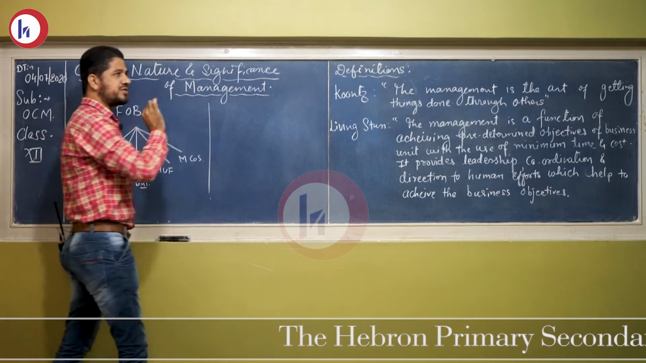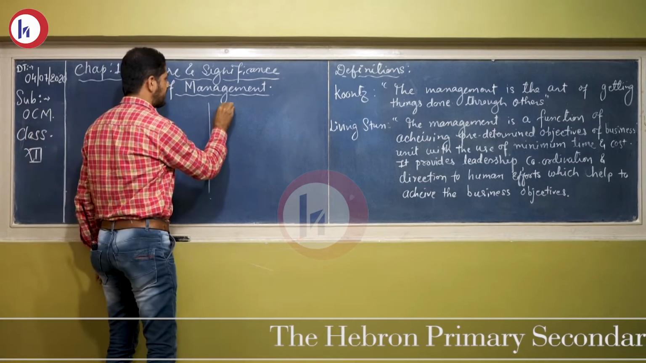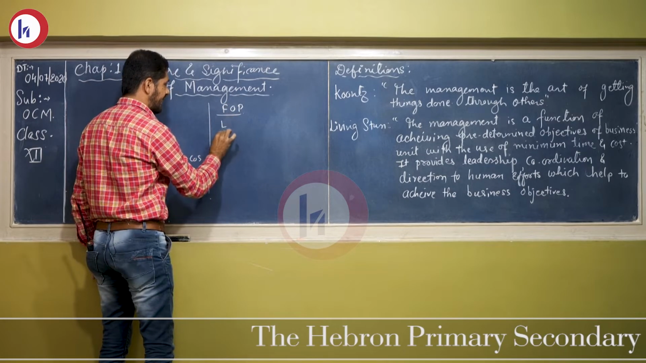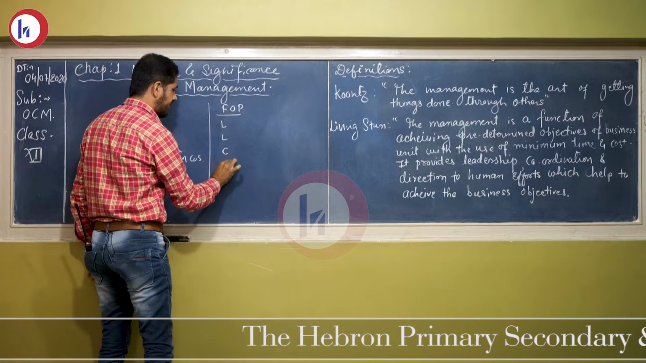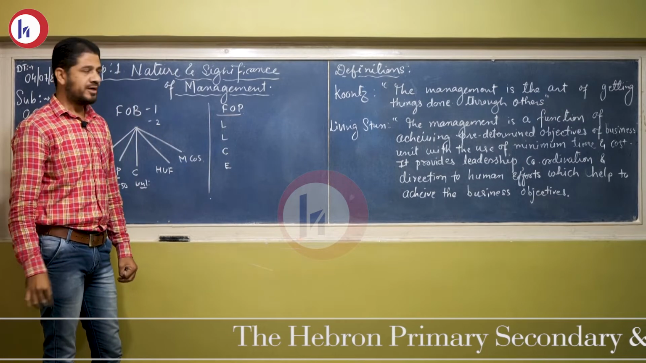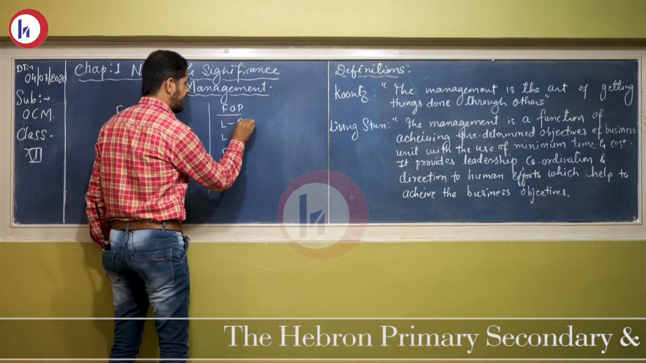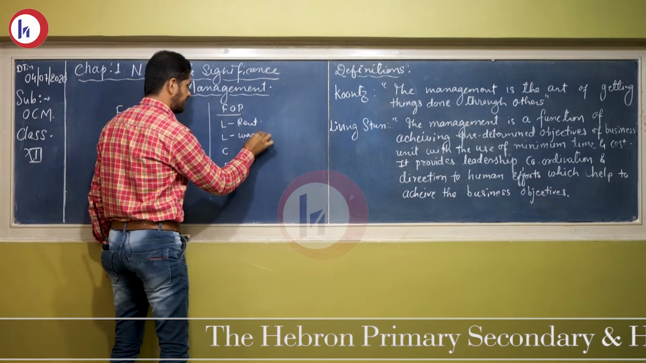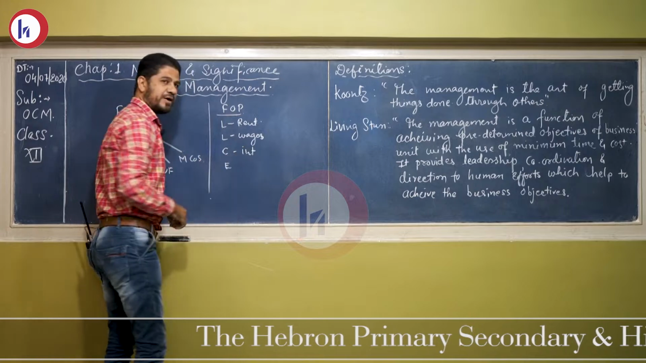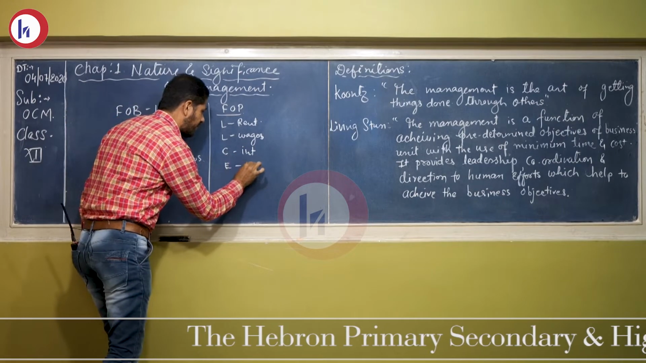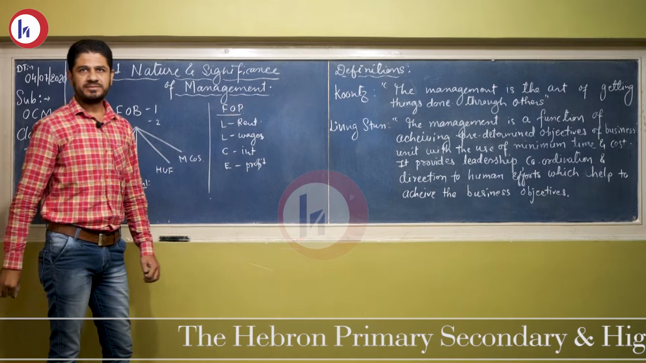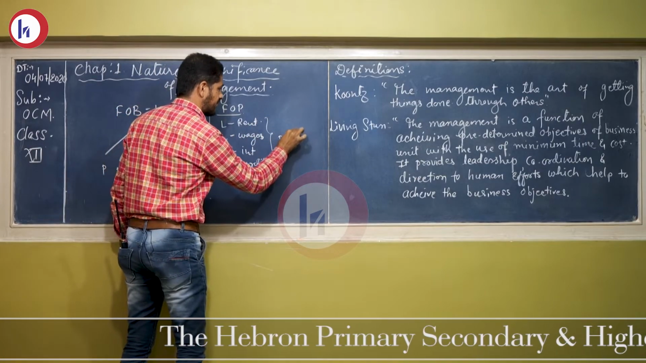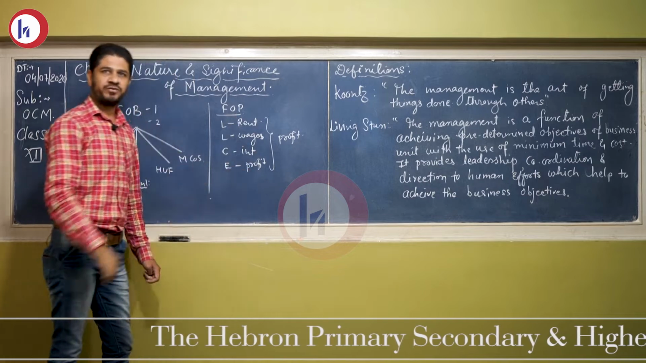One more thing that you are studying in 11th standard, the factors of production. We have 4 factors of production: land, labor, capital, and entrepreneurship. The owner wants rent against the land, wages against the labor, interest against the capital, and profit against the entrepreneurship. This is nothing but the profit. So we consider all these as a profit.